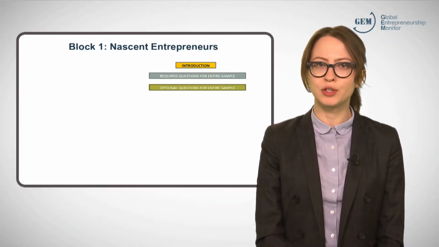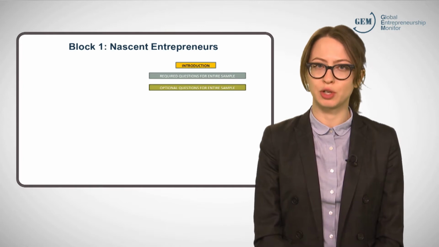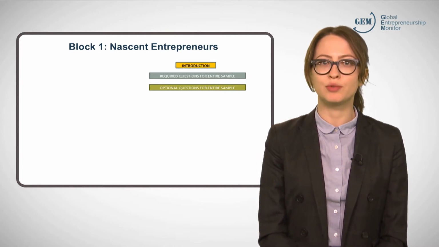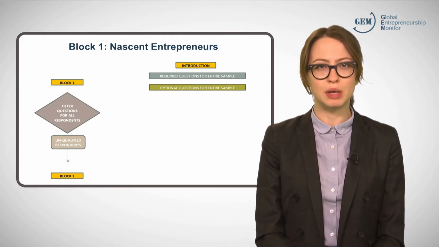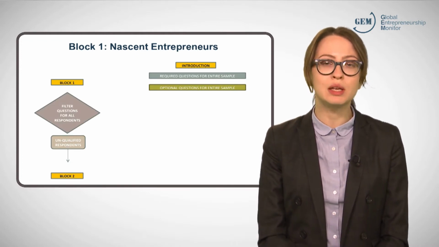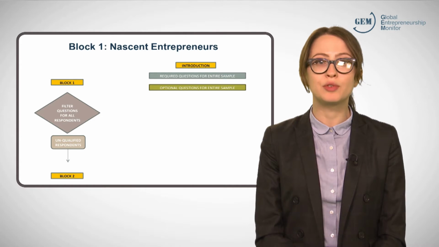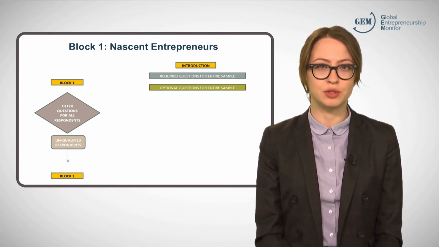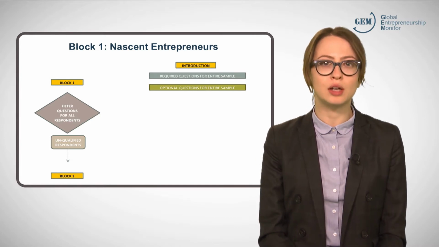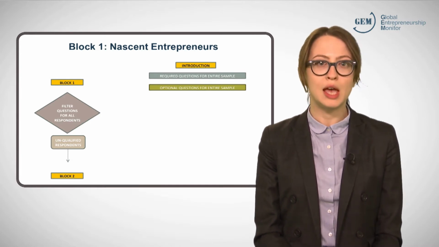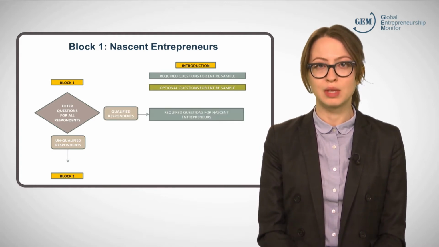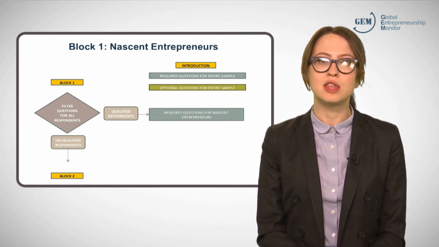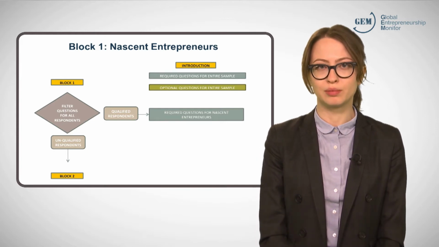All respondents are first asked 4 mandatory introductory questions, and may also be asked 4 more optional questions if a team chooses. Then, all respondents are asked a few filter questions at the beginning of Block 1, which is intended for nascent entrepreneurs. If the respondent says that they are not trying to start a new business, then they do not qualify as a nascent entrepreneur, and will skip the rest of Block 1 questions and move on to Block 2. If a respondent does qualify, they proceed through the questions in Block 1.